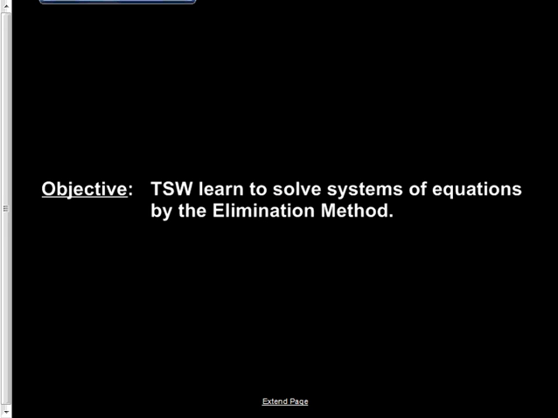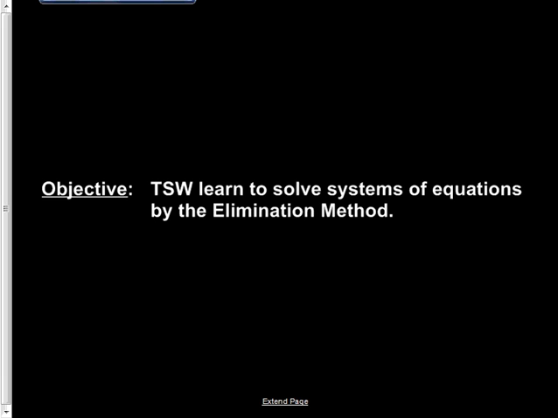Our objective, and I'm not certain what day this will be for at this point in time. I anticipate these notes being for Wednesday's class. Our objective will be the student will learn to solve systems of equations by the elimination method. If I am correct and these notes are for Wednesday's class, that would be November the 6th. As always, anytime you need more time to copy your notes, press pause and then hit play when you're ready to move on.